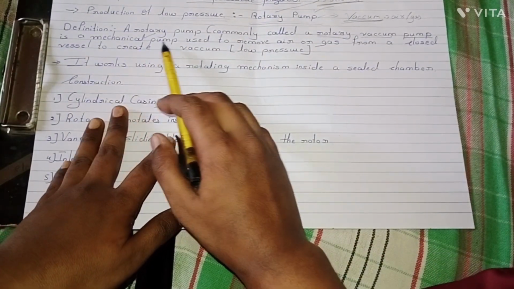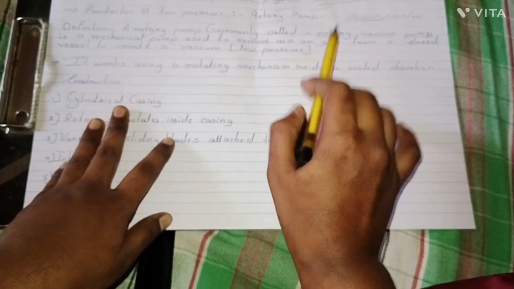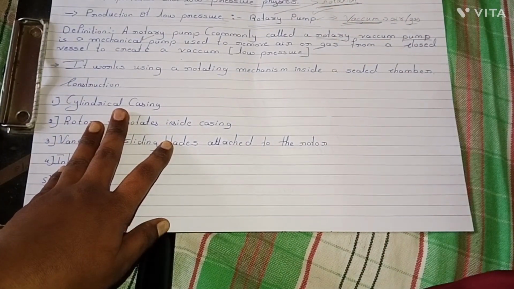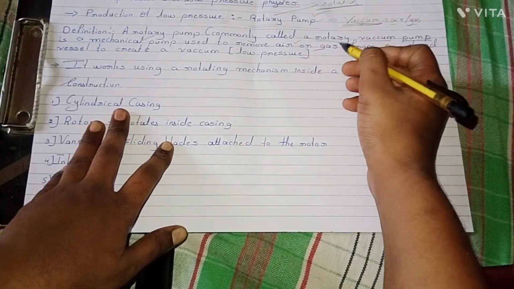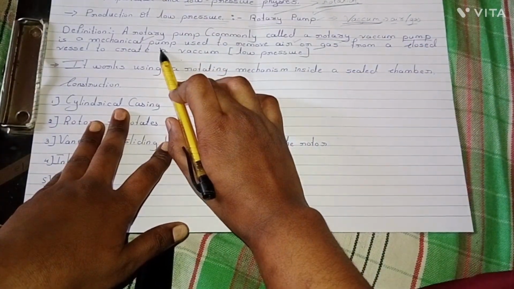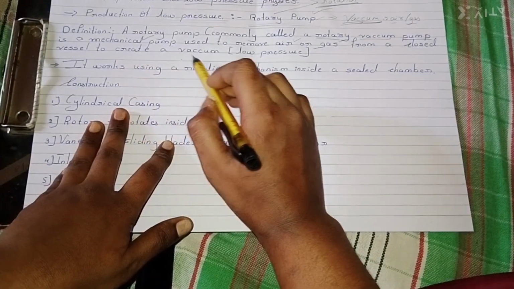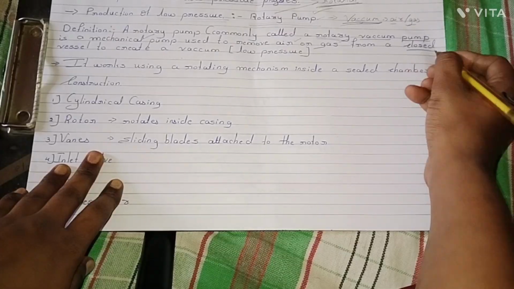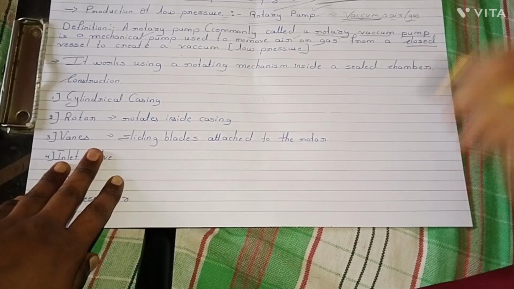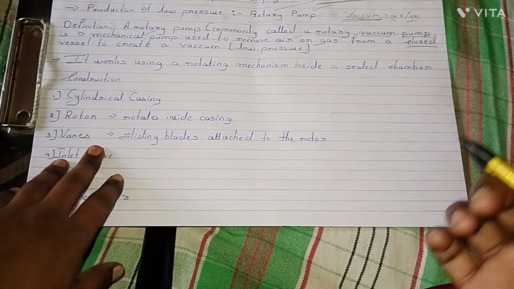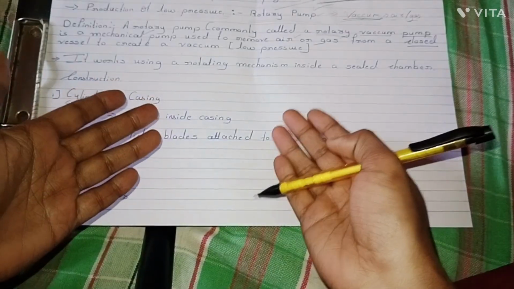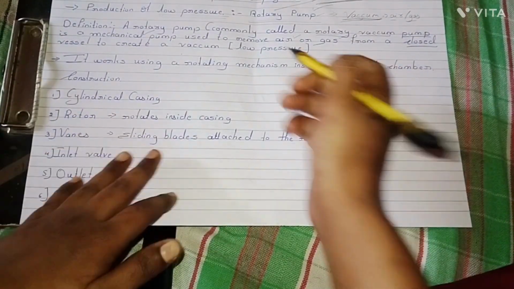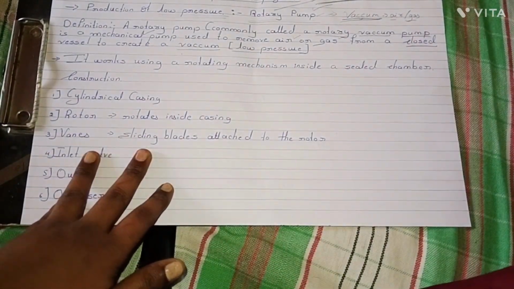Here we are using a mechanical pump to remove air or a gas. As I said earlier, vacuum is nothing but it should not contain any air particles or gaseous particles. To remove these air or gas particles from a closed vessel to create a vacuum, we are using a mechanical pump. Inside the closed vessel we are creating a vacuum, that is, removing the air or gaseous particles. So vacuum here means low pressure.